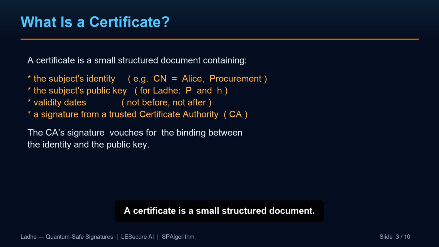A certificate is a small structured document. It contains the subject's identity, for example, common name Alice in procurement. It contains the subject's public key. For LAD, that is P and the hash H. It contains validity dates. And critically, it contains a signature from a trusted certificate authority, the CA. The CA's signature vouches for the binding between the identity and the public key.